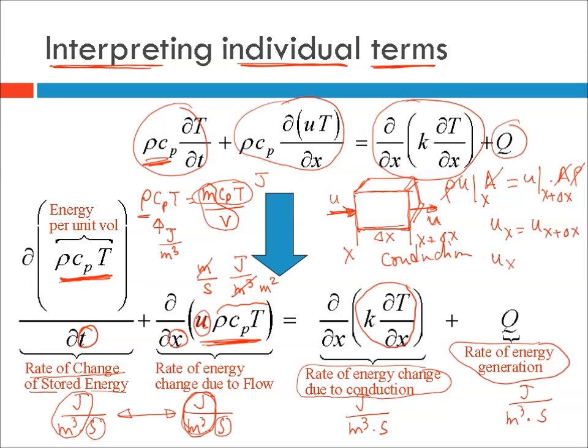I can rewrite that as u at x plus delta x minus u at x is equal to 0. And because it's equal to 0, I can divide it by delta x, and then it is still equal to 0. And then if I take the limit, what do I get? I get del u del x equal to 0. So this term we will use to simplify this term, because it has two terms: u del T del x plus T del u del x, right?